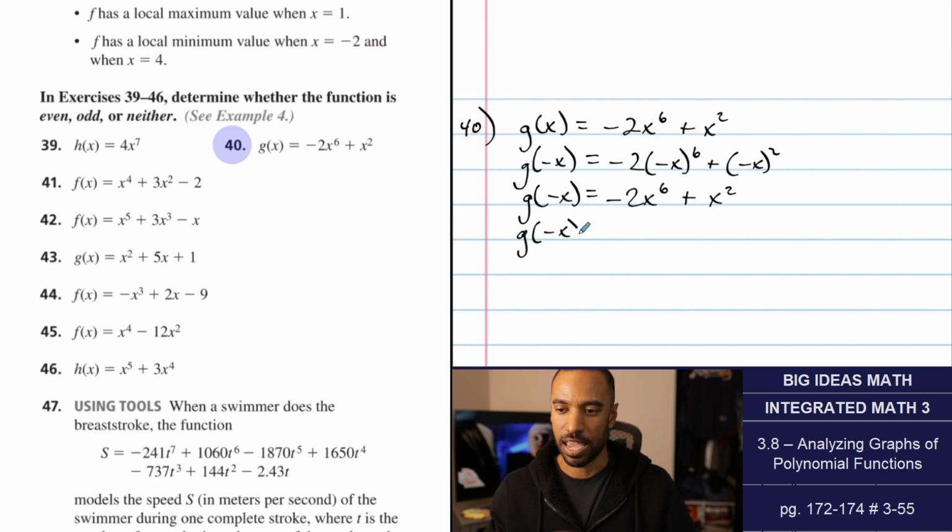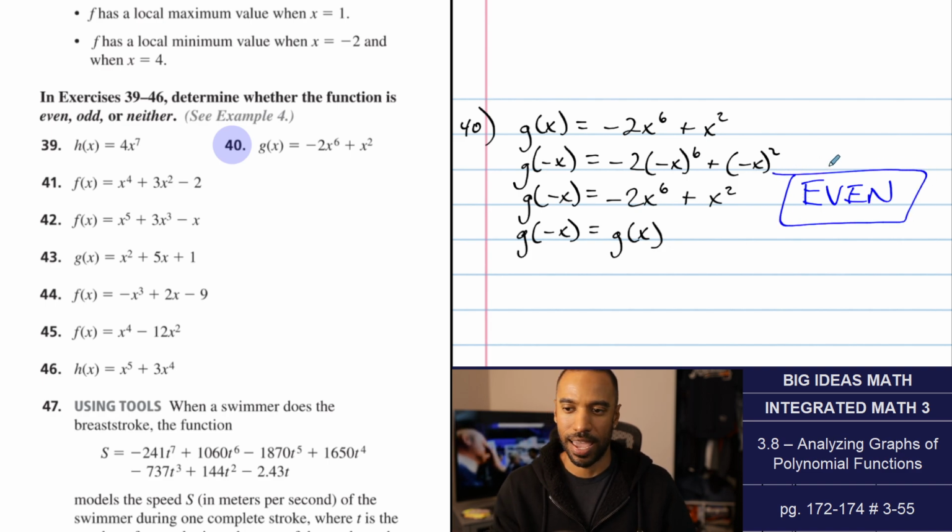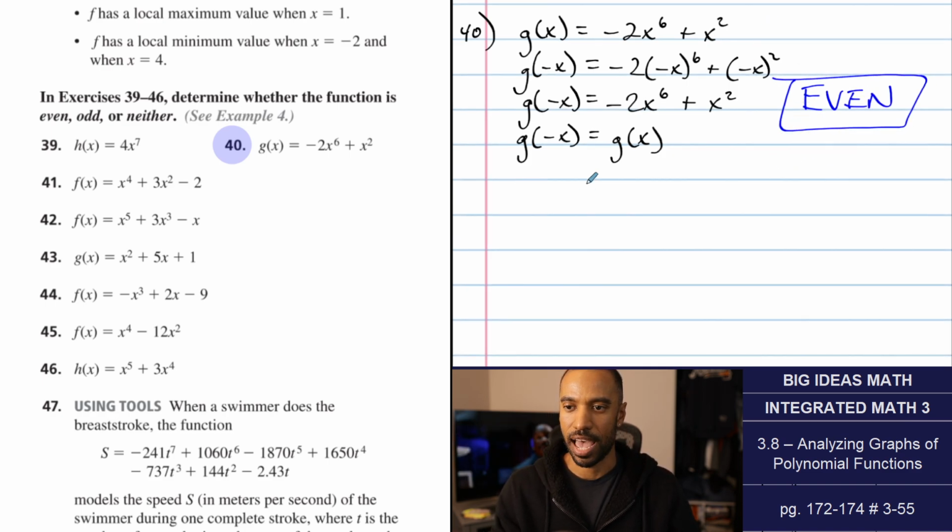That means g of negative x is the same thing as g of x. What's that telling you? This function is even. It has symmetry about the y-axis because opposite x values give you the same y value out. You can reflect it across the y-axis and you'll get the exact same function.